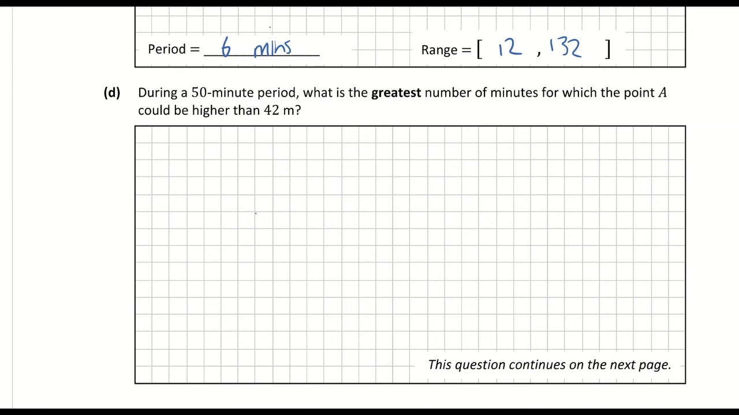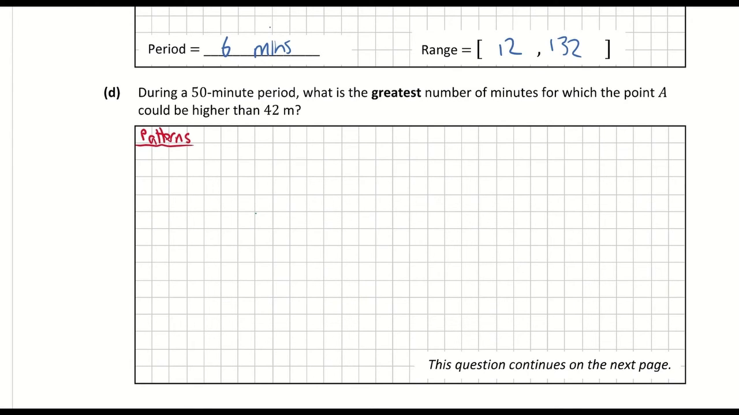Looking at part D, during a 50-minute period, what is the greatest number of minutes for which the point A could be higher than 42 meters? So there's two ways we could look at this question. We could use patterns and sequences, or we could use our trigonometry. Let's look at, first of all, using patterns and sequences. And after this, I'll do it out using trig, so you can basically take whichever one you prefer.